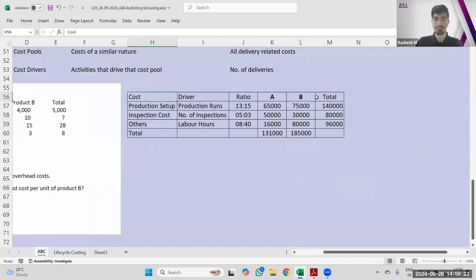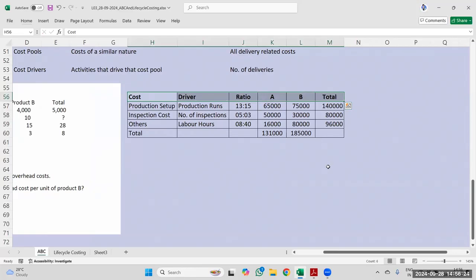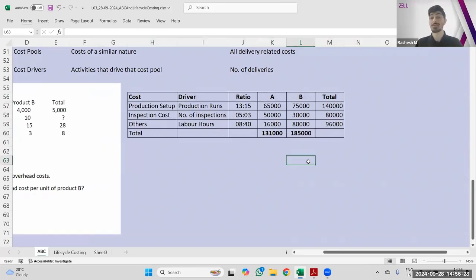All clear? Yes, sir. Right. So this simply becomes my total cost allocation. What I would have done under absorption costing is take all my costs and allocate them using 8 is to 40. But here I did it more accurately by splitting it into several cost pools.